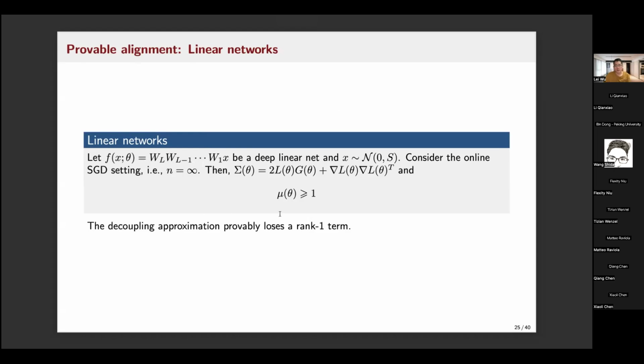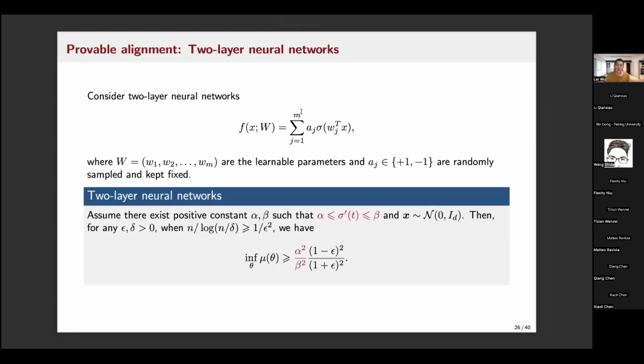Without giving detail about the proof, we can prove that for deep linear networks, the mu theta is bounded from below by the constant 1. So for linear networks, this noise alignment indeed holds. And we can also prove it for nonlinear networks. But here we consider a nonlinear network where the outer weight is not learnable; the a_j is either -1 or +1. This model is kind of limited, but it still has the universal approximation property, and it is very commonly used in theoretical analysis.